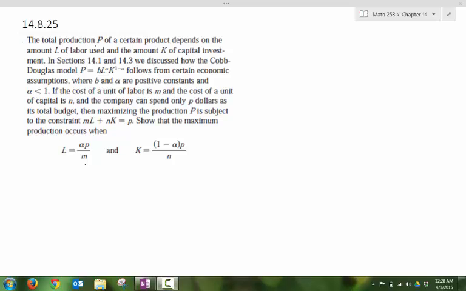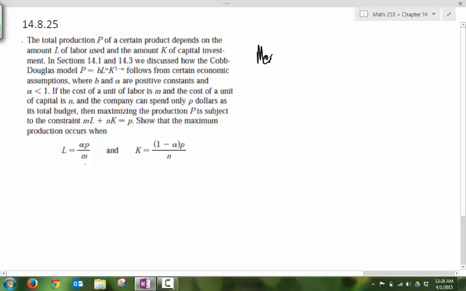The problem is asking us to consider the total production of a product that depends on labor, that's a variable L, and a capital investment, that's a variable K. And so they talk about a Cobb-Douglas model that is a function of L and K. And so we want to maximize that given a particular constraint. So let's write that out.